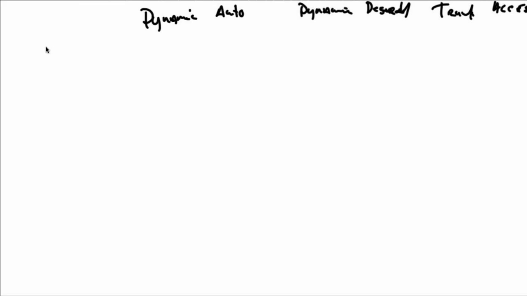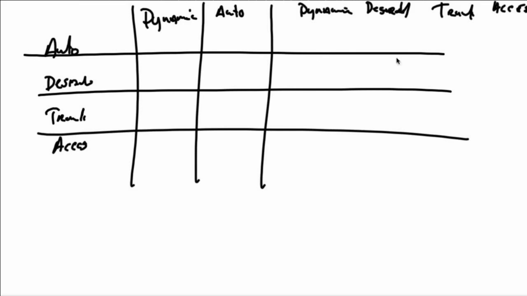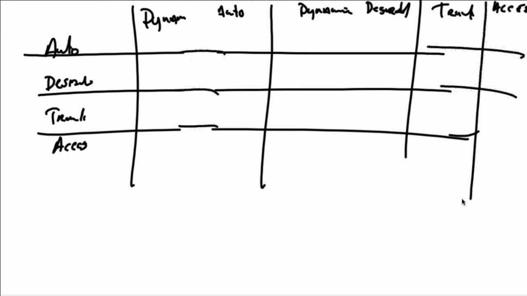We also have the repeat of these same 4 modes. So we have auto, desirable, trunk, and access. Now what we're going to do is draw a matrix of the different modes that we can have between each of these individual devices. Actually, this should not be there, so let me just erase that real quick. So we've got dynamic auto, dynamic desirable, trunk, and access. So those are our 4 columns.